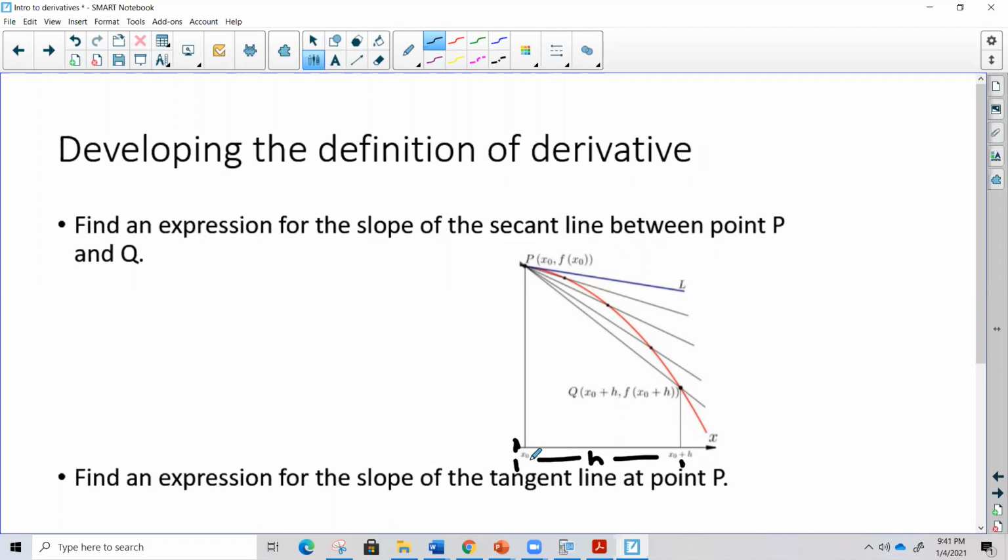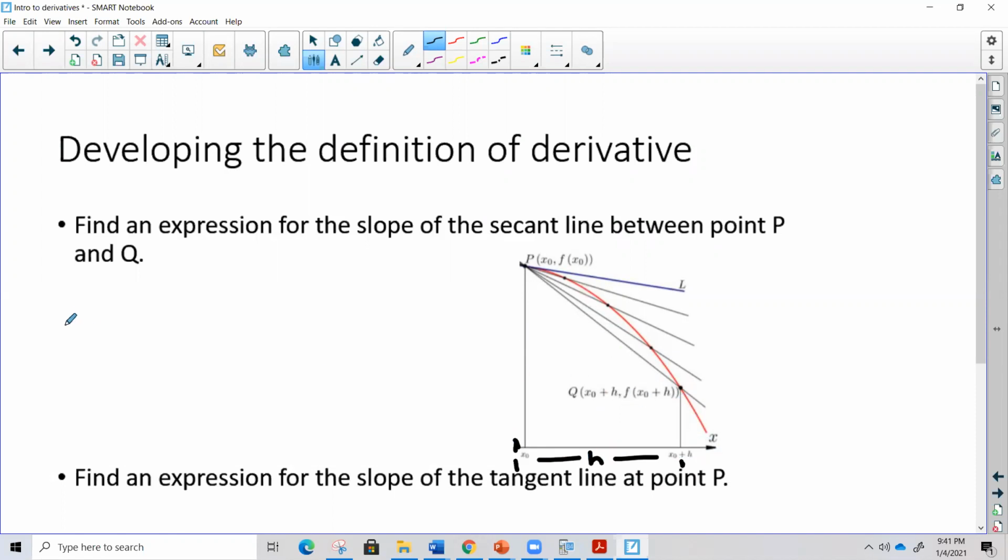For example, if x naught was 2 and h was 1, then x naught plus h would be 2 plus 1, which is 3, and it would just be the x value of 3. But we want to do this in general so it works for any point.